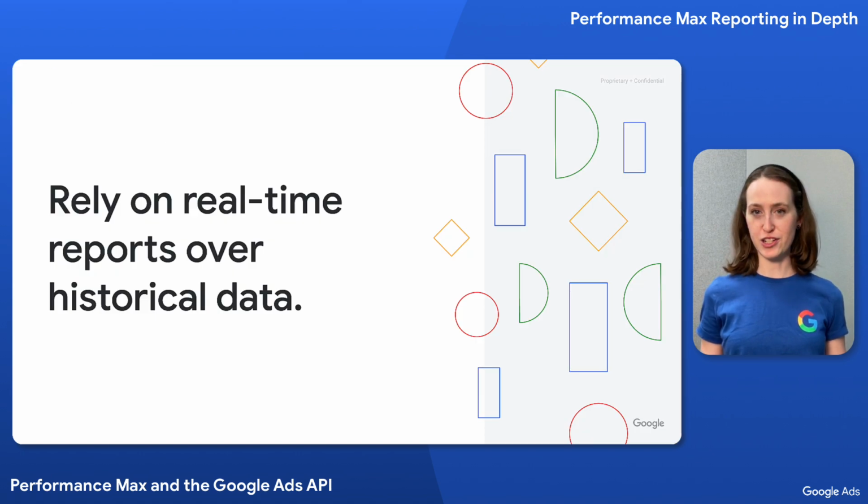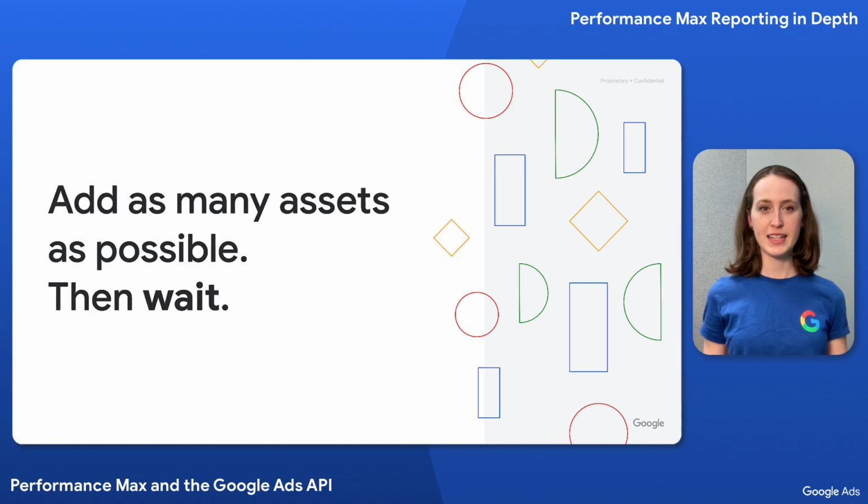Moving on from recommendations to our next best practice. Performance Max campaigns are constantly being optimized, so data from a month ago won't be as relevant as data from this week. Where you might have relied on performance reports over a historical period to analyze trends and make adjustments, this approach is less helpful in the context of Performance Max, and you're better off relying on data that's closer to real time.